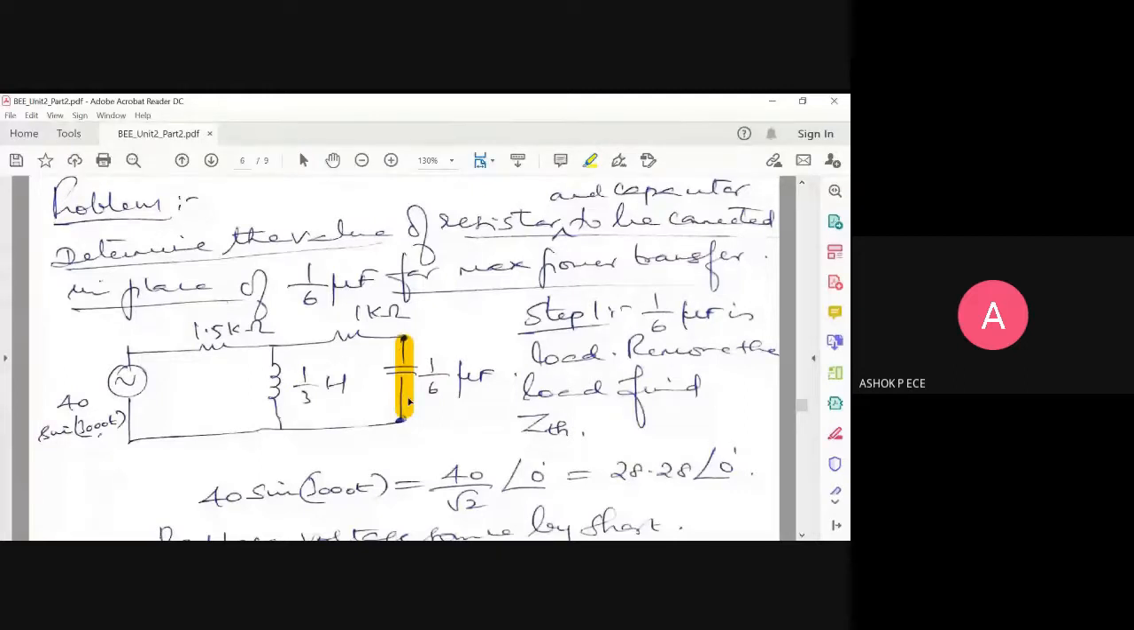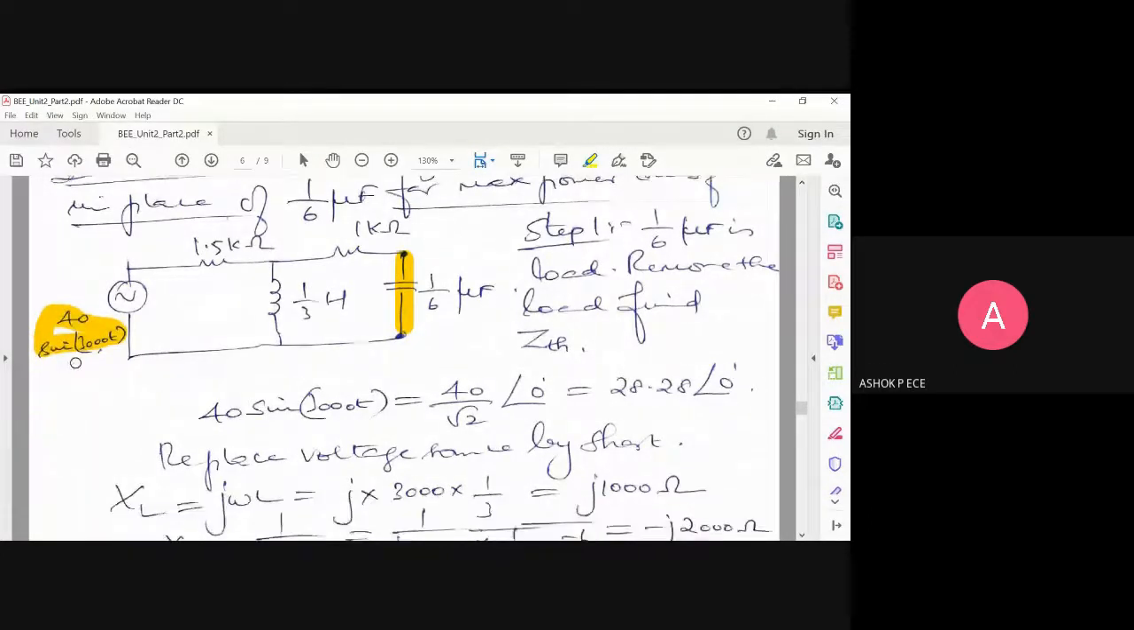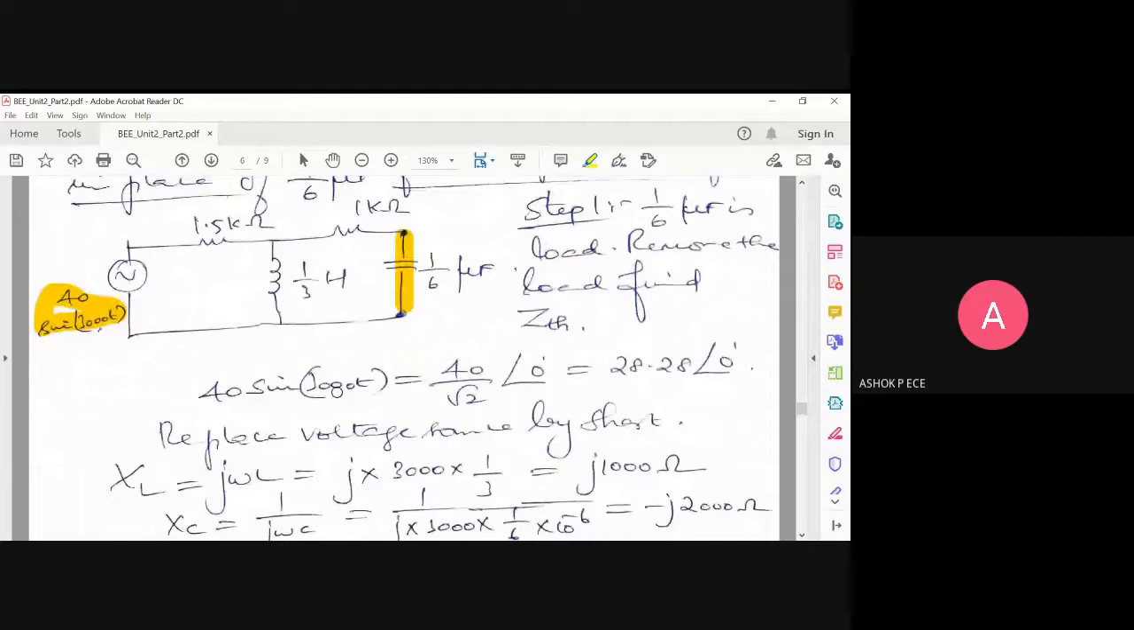And before that, we have to convert this 40 sin 3000t voltage source into polar format. So 40 is the peak value, so the RMS value will be Vm by root 2. And here it is 3000t plus 0. The angle is not there, so I can take the angle as 0. So I can write 40 sin 3000t as 28.28 angle 0.